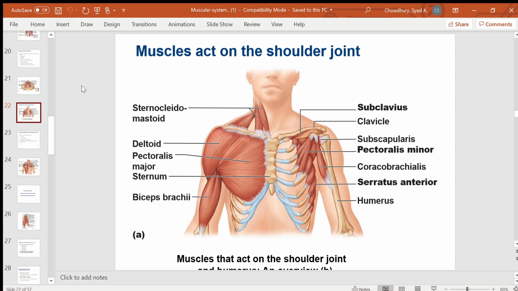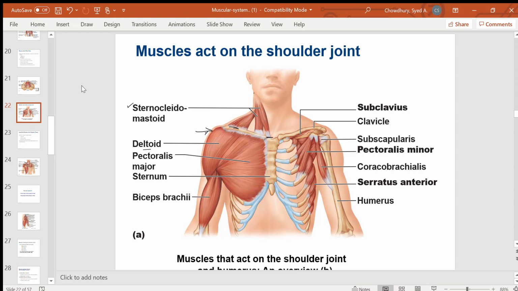So the muscles that work on the shoulder joint include the sternocleidomastoid muscle. Here is the shoulder joint. So sternocleidomastoid is the muscle that comes from above and gets attached to the clavicle and sternum. Okay, and this muscle, sternocleidomastoid, pulls the clavicle and the sternum upwards.